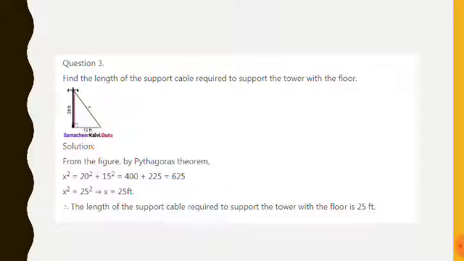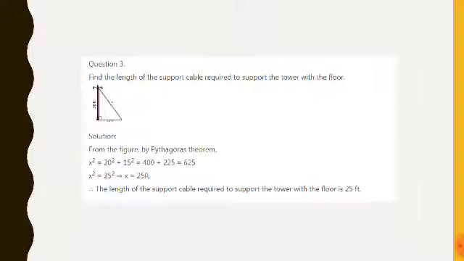Find the length of the support cable required to support the tower with the floor. From the figure, by Pythagoras theorem, x square is equal to 20 square plus 15 square. 20 square value 400 plus 15 square is 225, so 625. x square is equal to 25 square. The squares cancel, x is equal to 25. The length of the support cable required to support the tower with the floor is 25 feet.